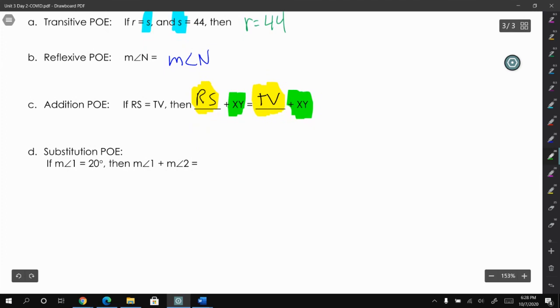And the last one, the substitution one. So if the measure of angle 1 is 20 degrees, then the measure of angle 1 plus the measure of angle 2, well, if angle 1 equals 20 degrees, we can substitute that in. So then this is just going to be 20 plus the measure of angle 2. We're not solving anything right now. I'm just asking you to make that substitution.